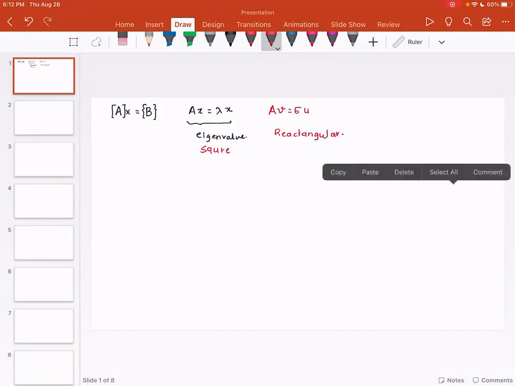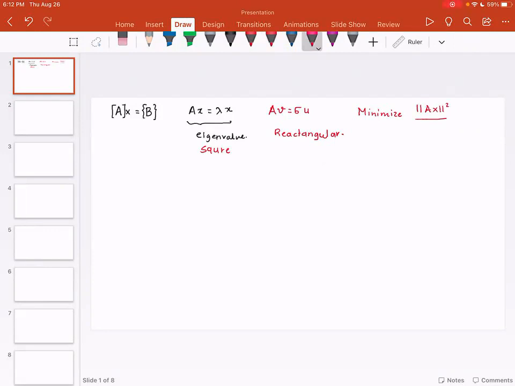Then the next problem that we will do all the time is some sort of optimization problem, which means minimize something called the norm of Ax. And the norm, if you think about it, is like some sort of a distance, divided by the norm of x squared.